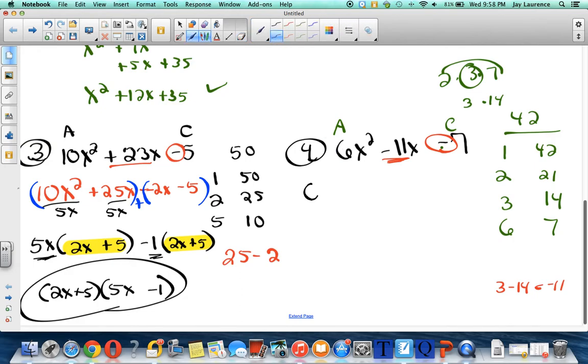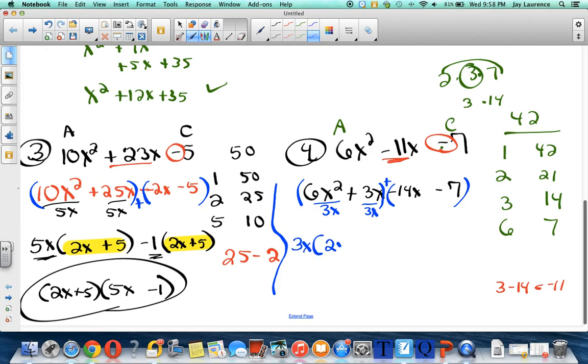So I'm going to come here and rewrite the 6x squared. And then I have to write negative 11x as 3x minus 14x, then minus 7. It's time to group. I group these two, group those two, and I'm going to stick a plus in between. Looks like the GCF is going to be 3x. I'm going to divide by 3x. The 3x will come out front. I'll have 2x plus 1.